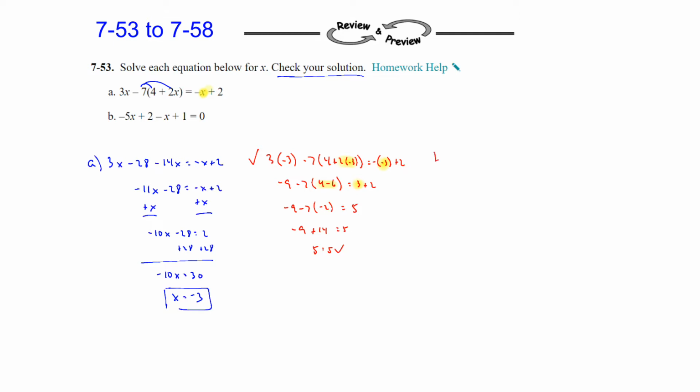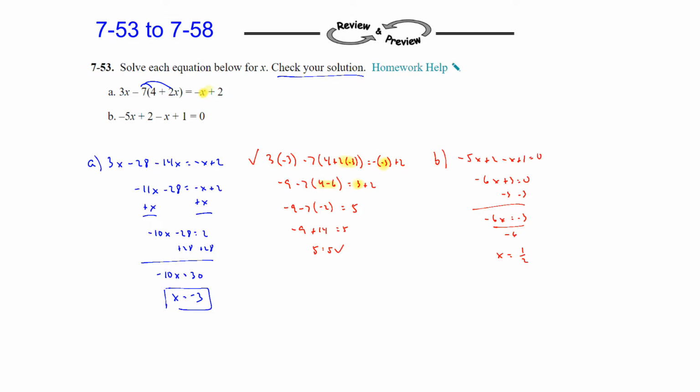Part B says we need to take negative 5x plus 2 minus x plus 1 is equal to 0. So we can combine our like terms. And then once again, we want the variable term on one side and the constant on the other. And when you divide by negative 6 here, this is negative 3 divided by negative 6. So this will be a 1/2. Make sure you're dividing by that negative 6 on that one, and you're getting the fraction 1/2, not 2.